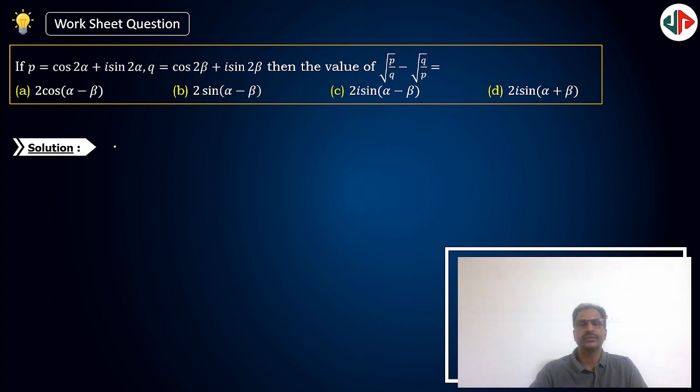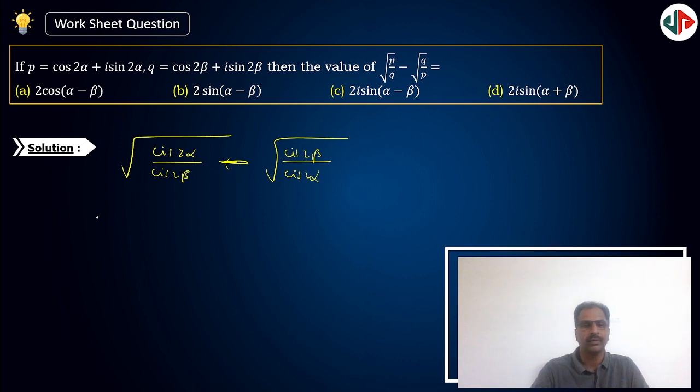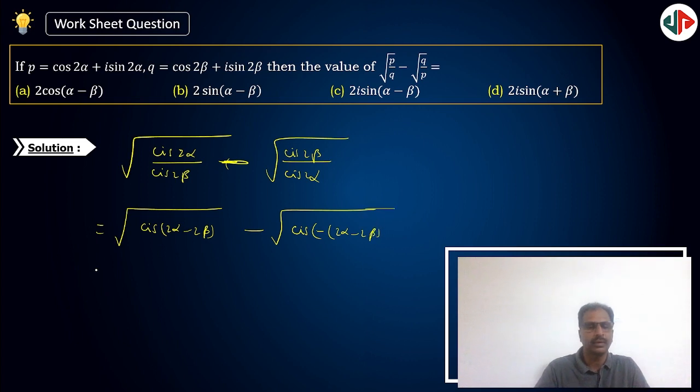Next, P and Q are given. You have to find under root P by Q. P is cis 2 alpha. Q is cis 2 beta. Plus, minus Q by P. What is cis theta 1 by cis theta 2? Cis of theta 1 minus theta 2. This is 2 beta minus 2 alpha, or minus of (2 alpha minus 2 beta). Whole power half means root. Root means whole power half.